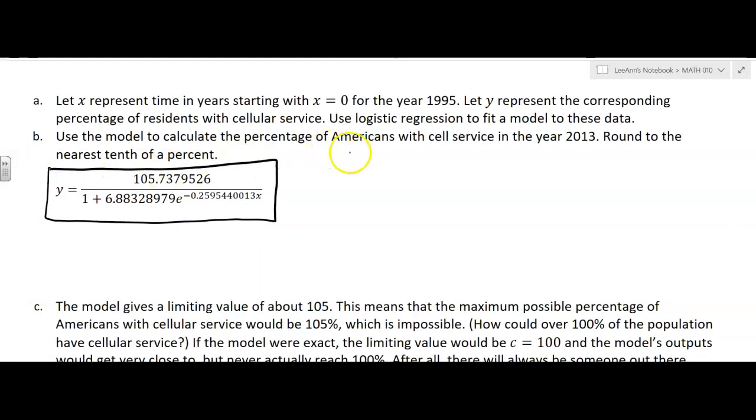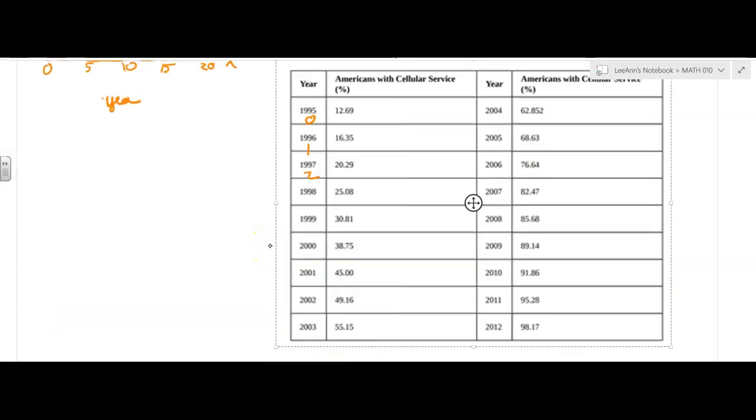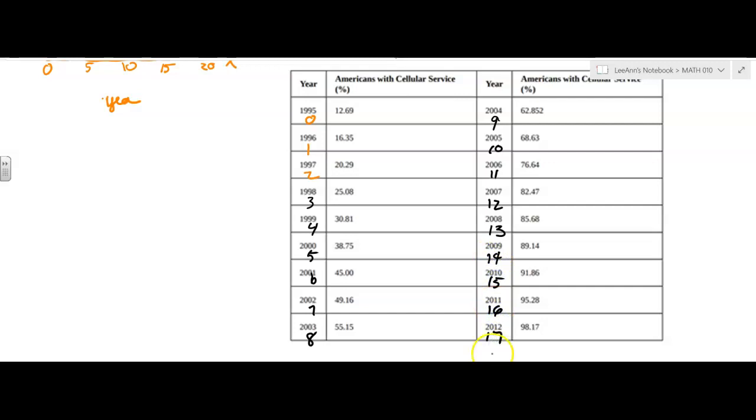Use the model to calculate the percentage of Americans with cell service in the year 2013. Well, I'm going to have to figure out what that is then. So if this was 2, 3, 4, 5, 6, 7, 8, 9, 10, 11, 12, 13, 14, 15, 16, 17. And so the next year would be 2013. So x is going to equal 18. Okay, so we've got our x value.